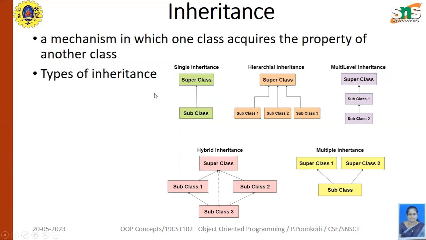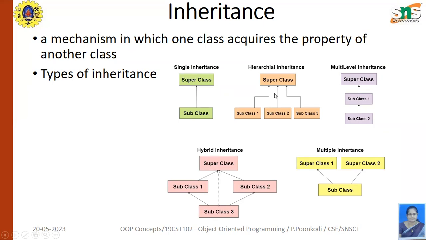The next one is inheritance. Inheritance is the mechanism used to inherit the properties from the base class to the derived class, or the superclass to the subclass. The types of inheritance are single inheritance, multiple inheritance, multi-level inheritance, hierarchical inheritance, and hybrid inheritance. This is the diagrammatic representation of single inheritance. Single inheritance means only one base class and one derived class. The derived class inherits the properties from the base class, that is, the superclass.